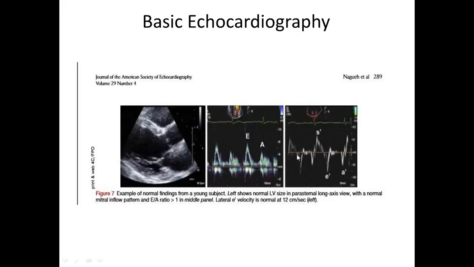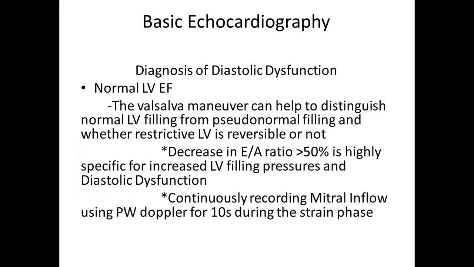Again, as you know, the lateral E prime is normally at least 12 centimeters per second. But they have introduced the average E prime. So you take the medial and the lateral, add them together and divide by 2. Okay, so that's the concept there.